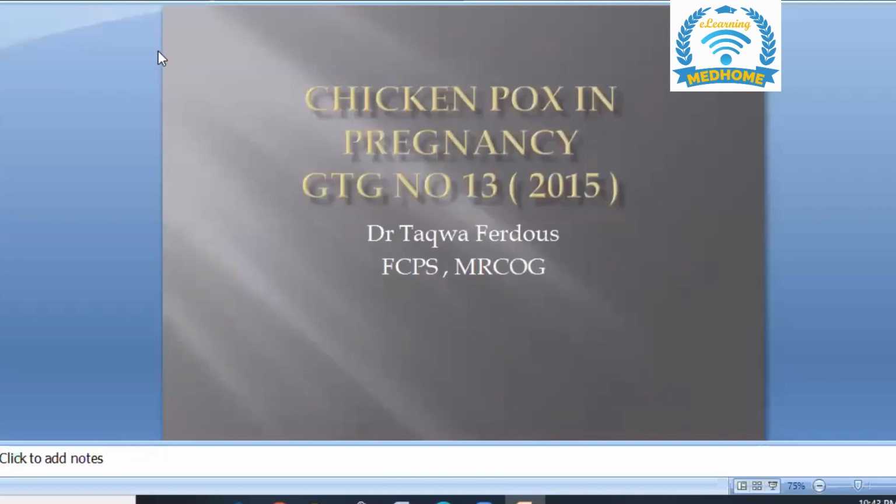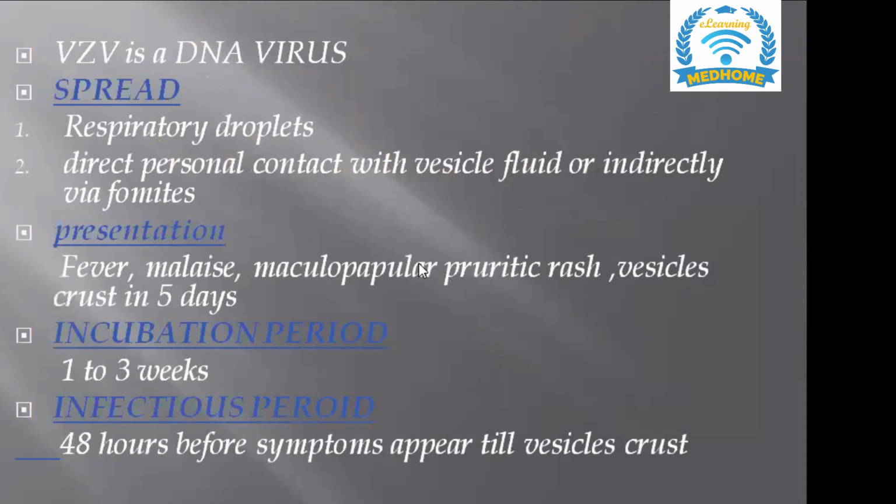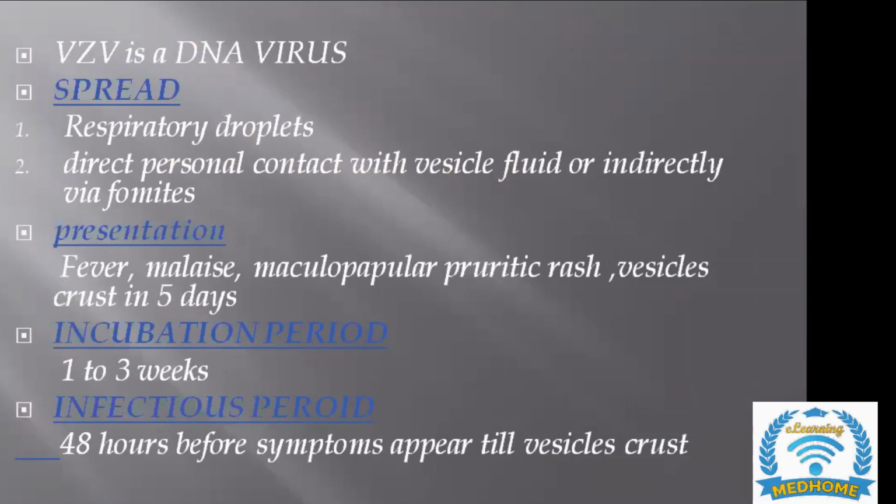launched in 2015. First of all, we will learn a little bit of introduction about chickenpox. Okay, what is chickenpox? It is caused by varicella zoster virus, and it is a DNA virus, right? And it is spread by respiratory droplets. There are two methods of spread: respiratory droplets and direct personal contact with vesicle fluids, or indirectly via fomites, right?